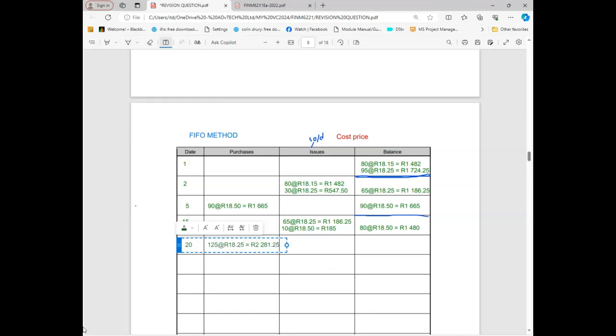And then? That's going straight to the balance. Correct. Can you see buying is very easy? Yes. The problem is selling. We must fix the selling part. But it's okay. Slowly but surely.